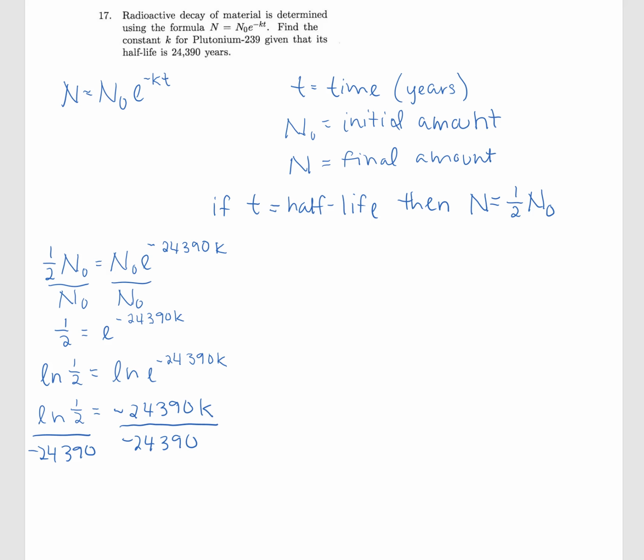When we evaluate that out and plug it into our calculators, what we get, sorry, this should be squiggly lines, it's quite a long decimal. So we get k is equal to about, I'm going to write this on this side because I don't have room on that side for this long decimal, k is about 0.00002842. So this is essentially our constant k for plutonium-239.